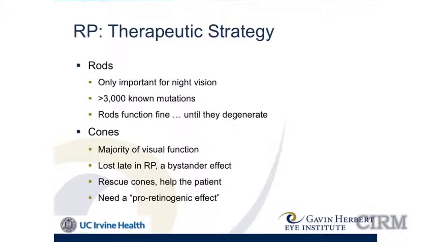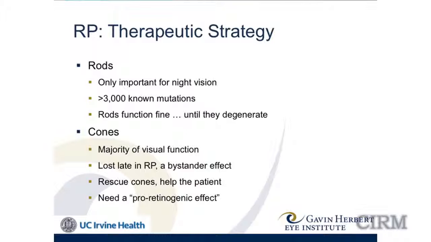So we want to interrupt the problem where we get to the cones, and there's this bystander effect where the cones die off. The cones are what humans use for almost all of their vision, even at night. If you're driving a car with headlights, you're using mainly your cones. So if we can preserve the cones, we can really help the patient. We can basically effectively treat this disease. So the cones are just a bystander effect. They're not even expressing the mutation involved.